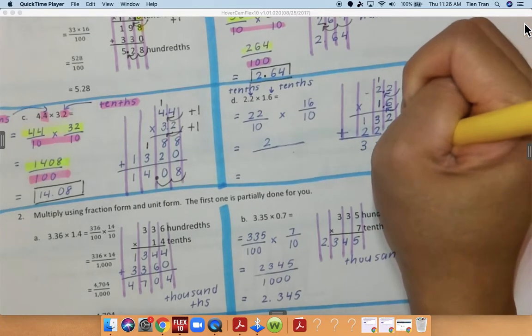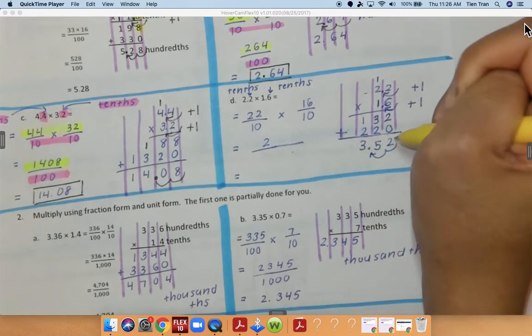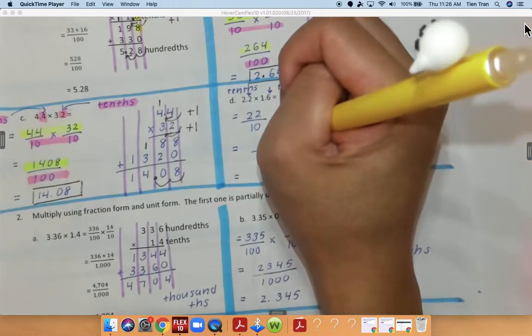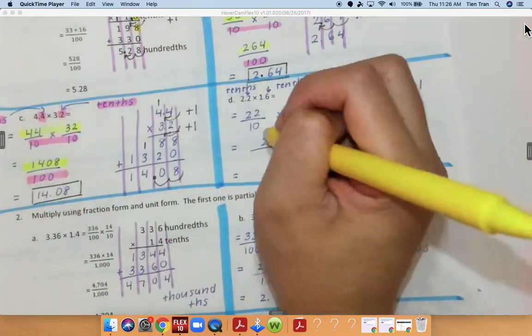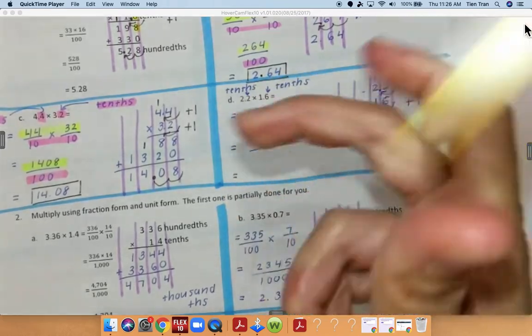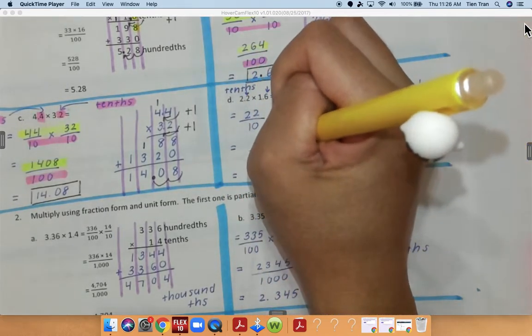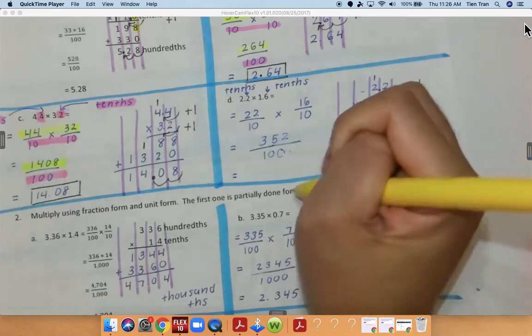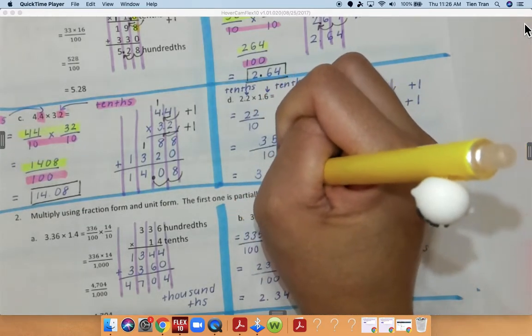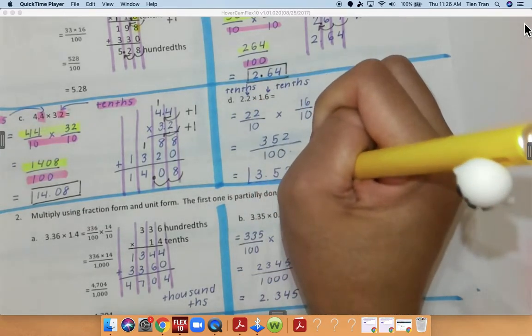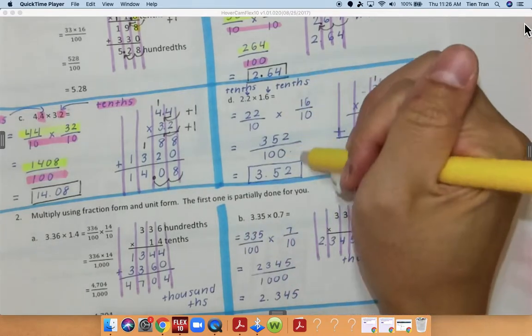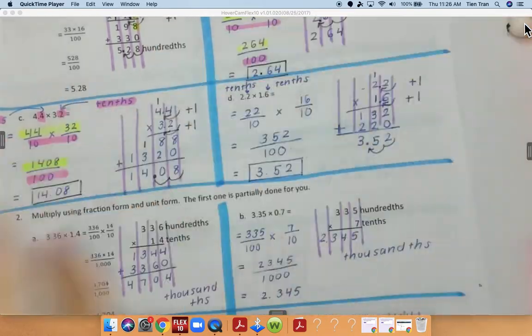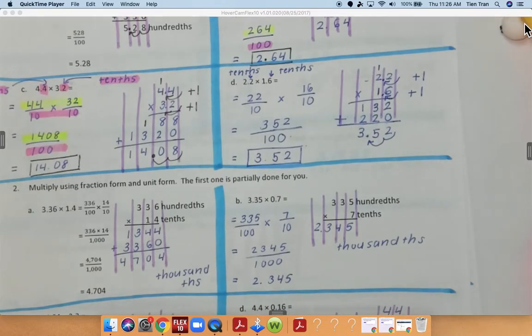Bring your decimal over twice. And you get 3.52. Or you can also write right here, 352 hundredths. So that means that I would write it as 3 and 52 hundredths. That's my final answer. Okay, now I'm just going to highlight.